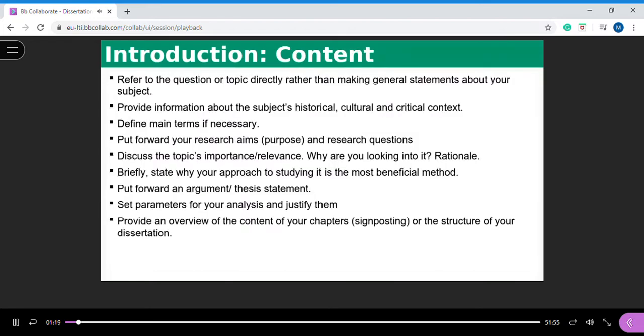So let's start by going over some important aspects of an introduction. It's important to recognise at this stage that there are a range of dissertation types and different disciplines have different conventions. So you will need to reflect on what parts are important to your dissertation. However, this list here, which we'll go through point by point, shows some of the key components of introductions. Let's start with the first one.